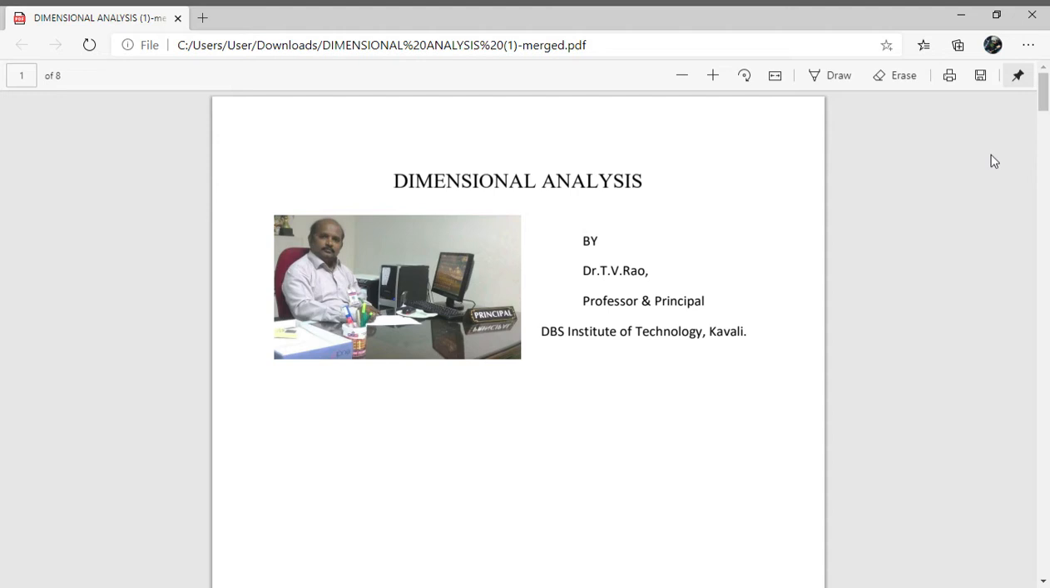So today I am explaining dimension analysis in heat transfer. First of all, we discuss what is dimension analysis, and what is the use of this dimension analysis in heat transfer. Basically, dimension analysis is a technique to simplify complex heat transfer problems, and using this dimension analysis, without any experimentation, we can find out the relationship between the various parameters.